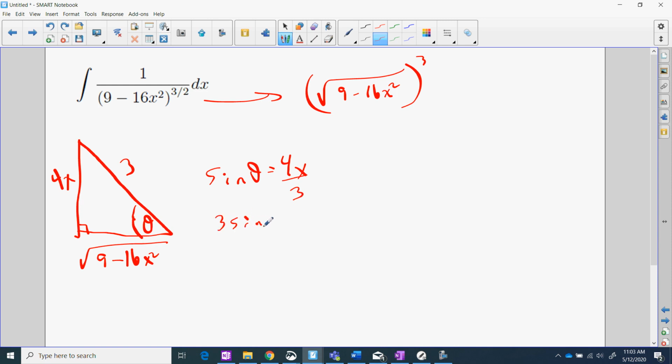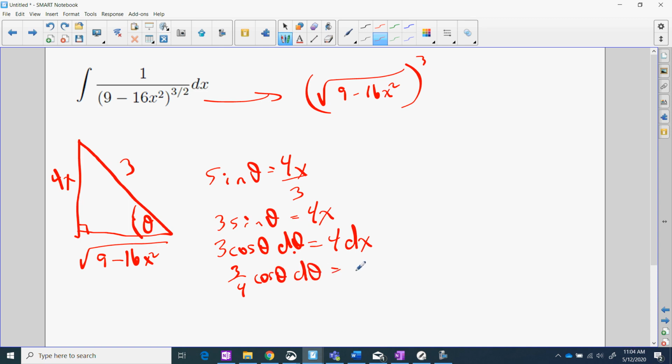3 sine of theta would be 4x. Take the derivative of both sides. So 3 cos theta d theta over dx, but remember we move the dx to the other side. For 4x, the derivative is just 4, and then your dx will appear over here from the bottom of this one. So then I've got 3/4 cos theta d theta. That expression is going in where the dx is.